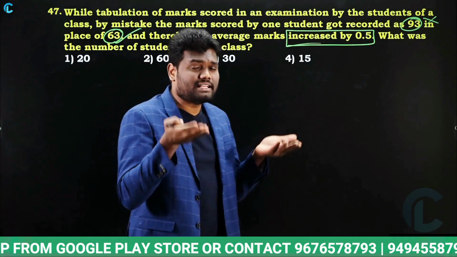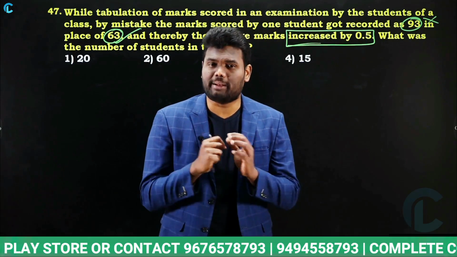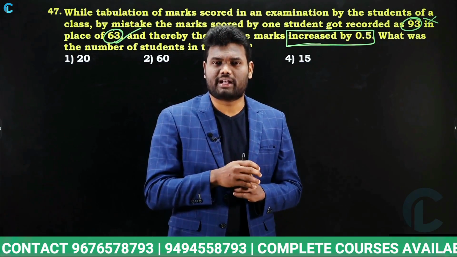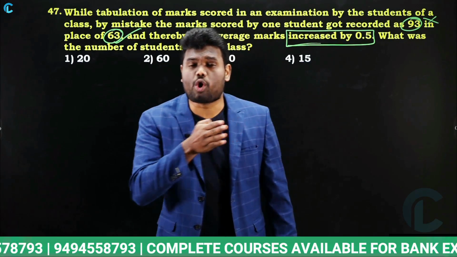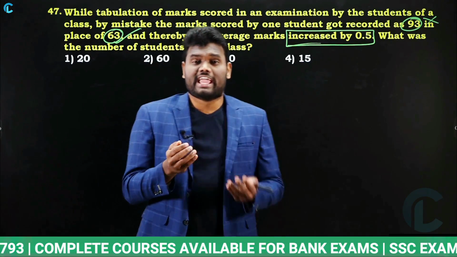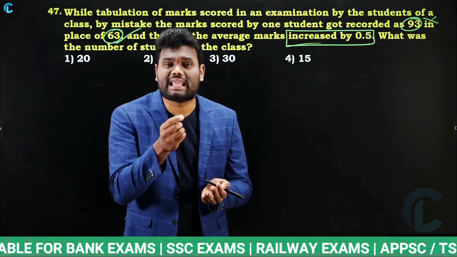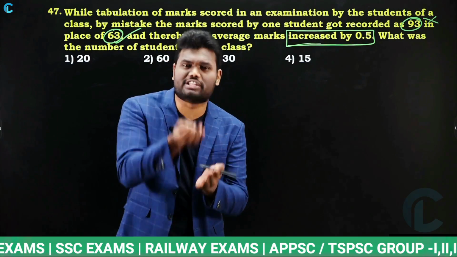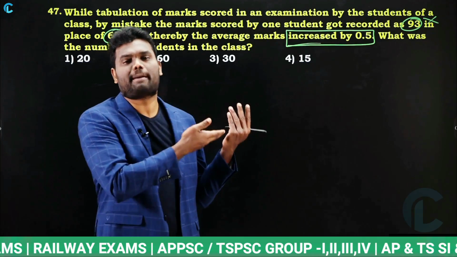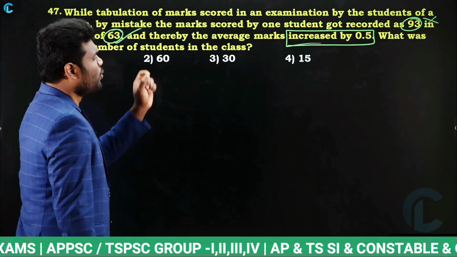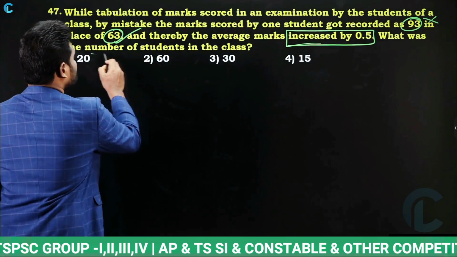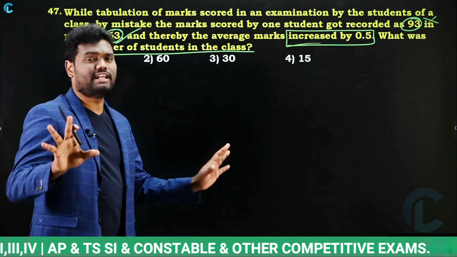When I say the average increased by 0.5, what do you mean by that? Average is whatever is common to all the numbers. If I say the average increased by 0.5, each and every number is increased by 0.5. The same happened here also. Now your question is, what was the number of students in the class? This is a very simple question.